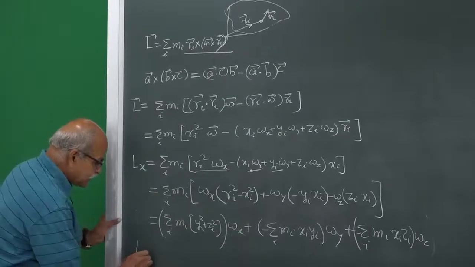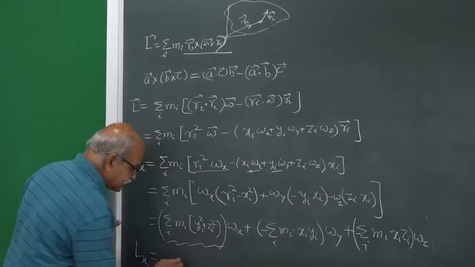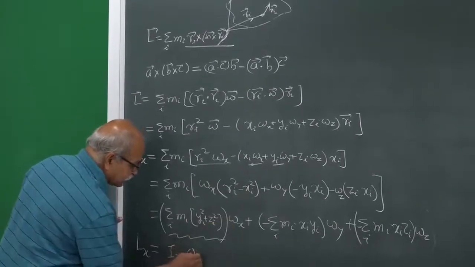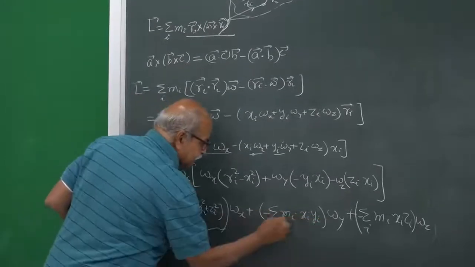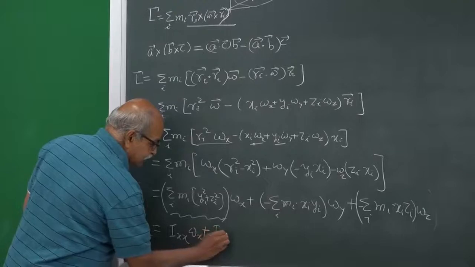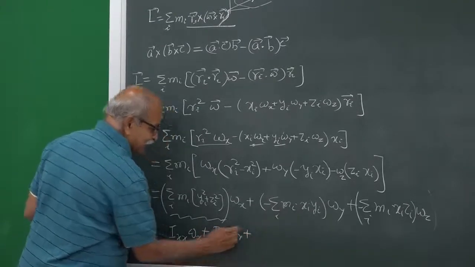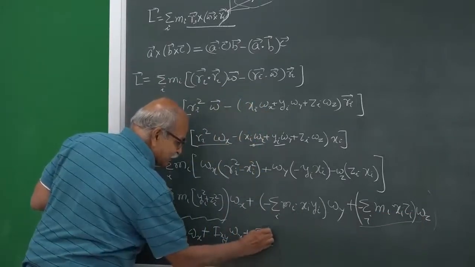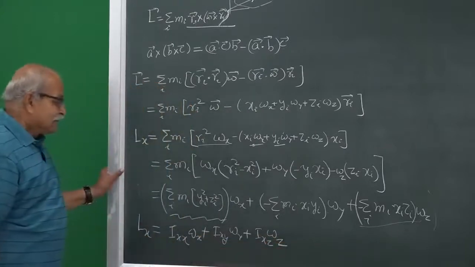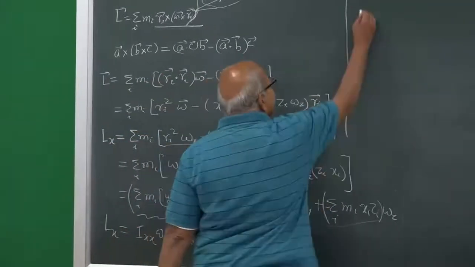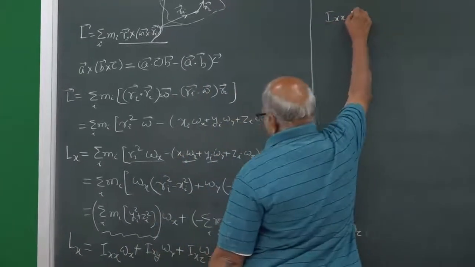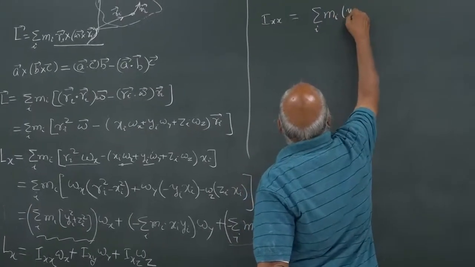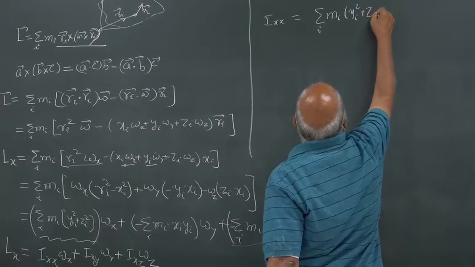So, for symbol, let us write this as I_xx, omega_x, plus let us write this as I_xy and omega_y, plus this is I_xz and then omega_z, where I am writing I_xx for summation over i of m_i times y_i square plus z_i square.